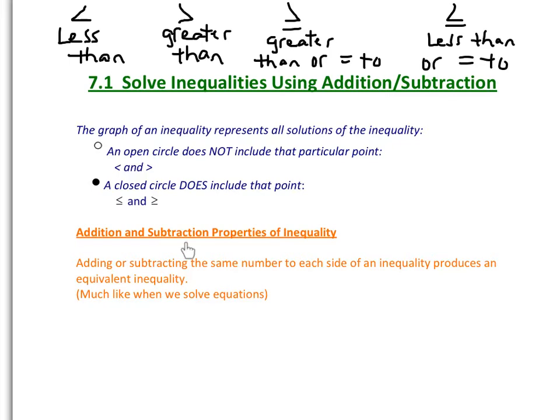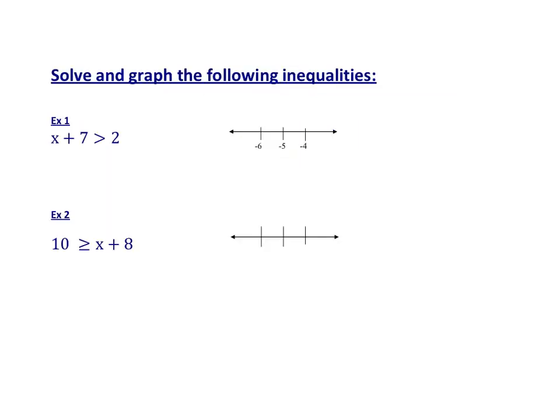Addition and subtraction properties of inequality. When you add or subtract the same number to each side of an inequality, it produces an equivalent inequality, just like we solve equations. So let me show you an example. Example number one says solve and graph the following inequalities. And we graph these on a number line.